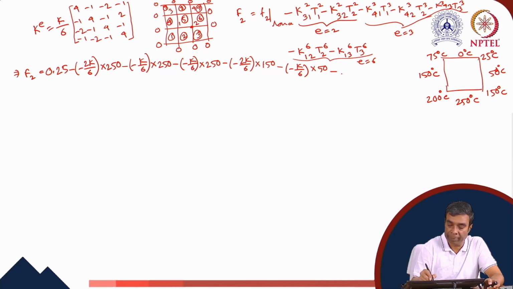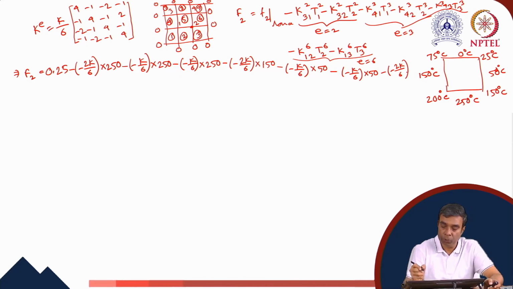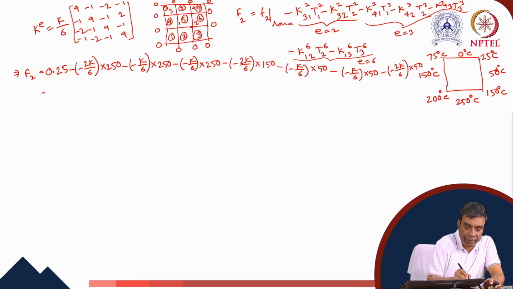K12 is minus K by 6, minus K by 6 into T26. For the sixth element, it is at the right boundary. The temperature at the right boundary is 50 degrees centigrade. So T26 is 50 degrees centigrade. The last term is minus K136. K13 is minus 2K by 6, minus 2K by 6 into T36. T36 is also 50 degrees centigrade. So it is 50. Now let us connect all the terms.